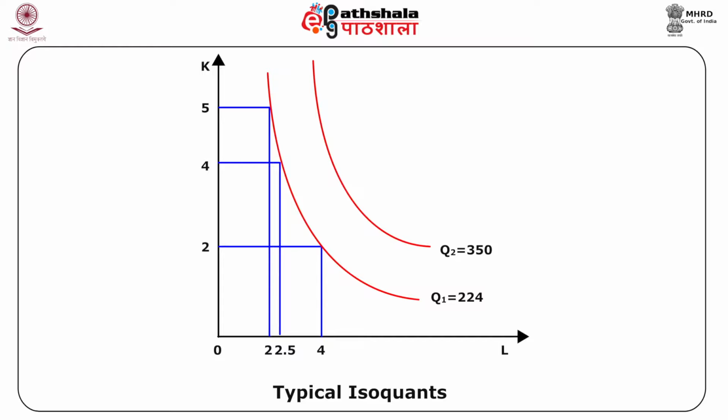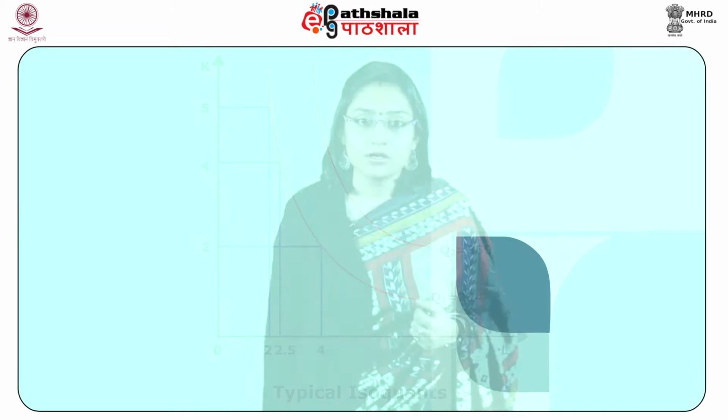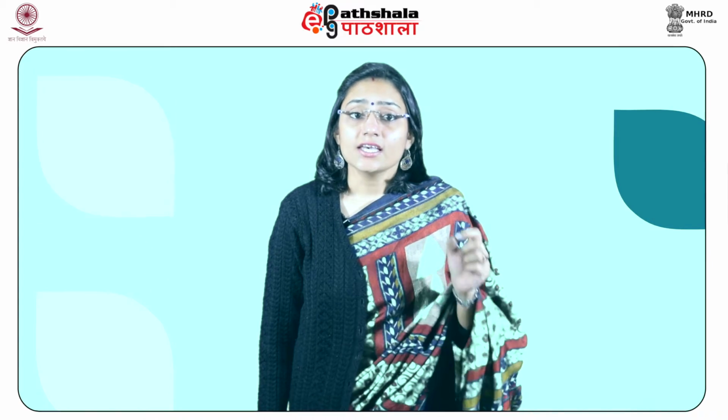In figure 2, there are two isoquants, Q1 and Q2. Q1 shows all combinations of inputs that can be used to produce 224 units of output. Similarly, Q2 shows all combinations of inputs capable of producing 350 units of output. Note that a higher isoquant represents a higher output level. Also note that isoquants cannot intersect, that is, each capital-labor combination corresponds to only a single isoquant.